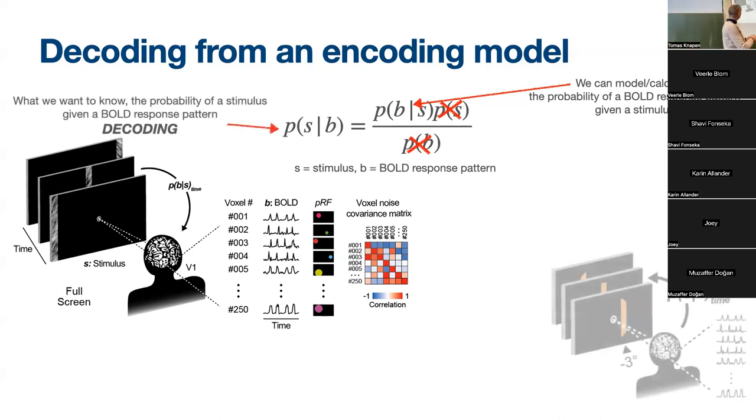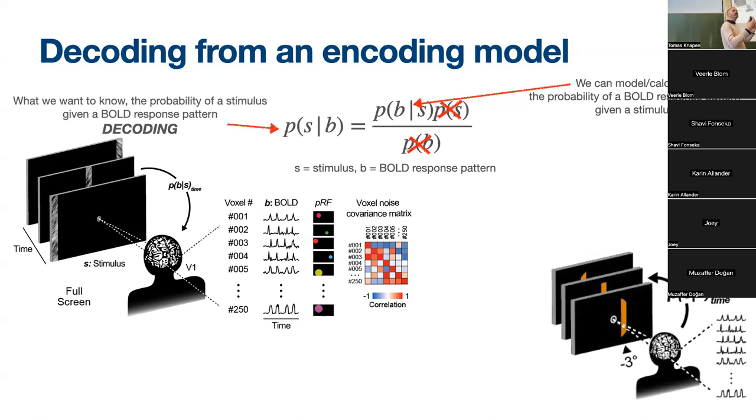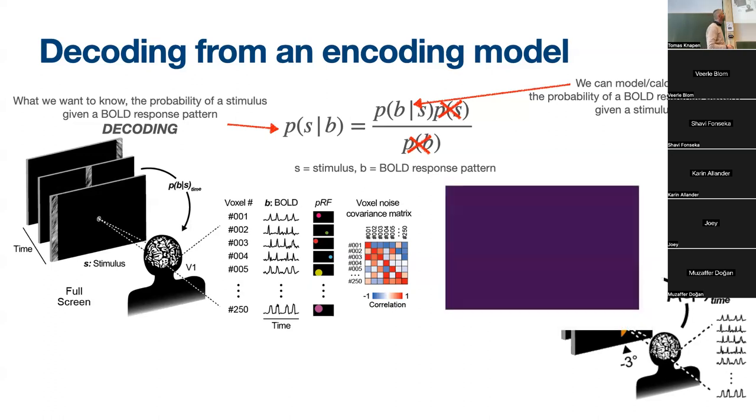But we also take into account the covariance matrix of the noise to be able to perform this decoding. And then we can calculate over time the probability distribution over stimuli given some bold response. So what you put in is all of these calculations and some test set bold pattern. And the result is that you recreate stimuli from a pattern of bold responses.